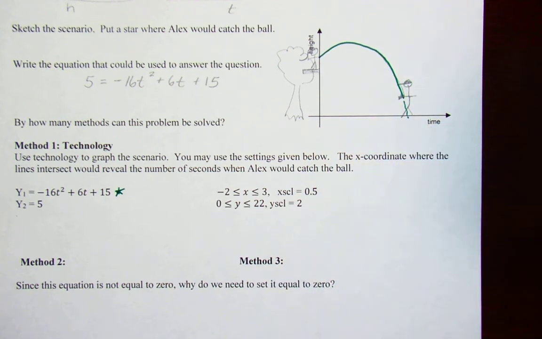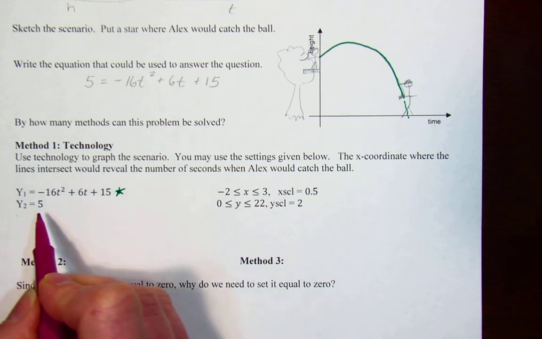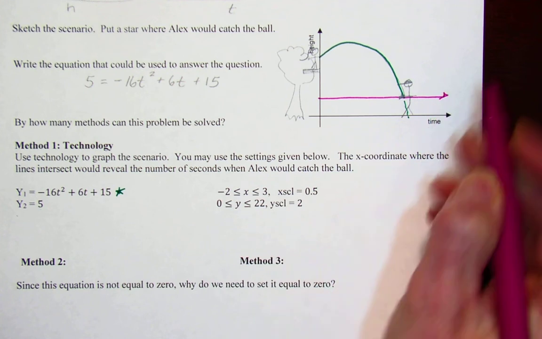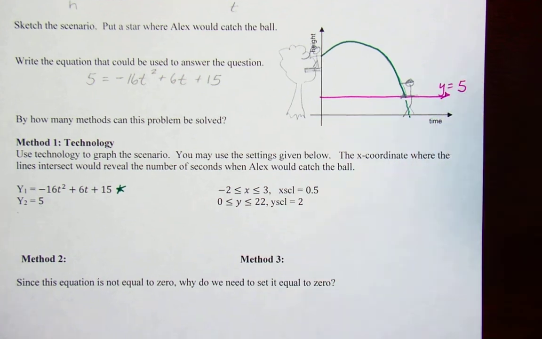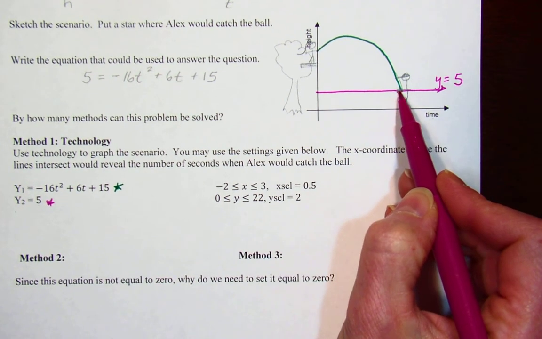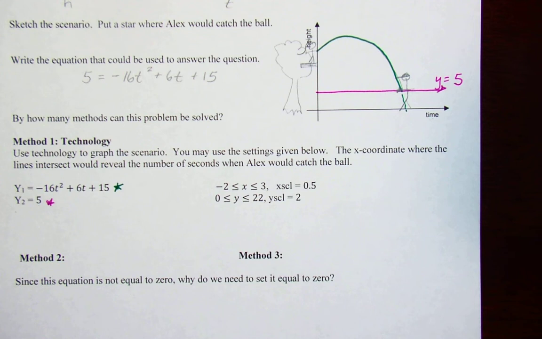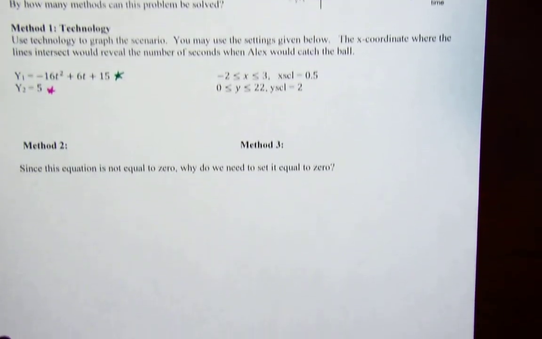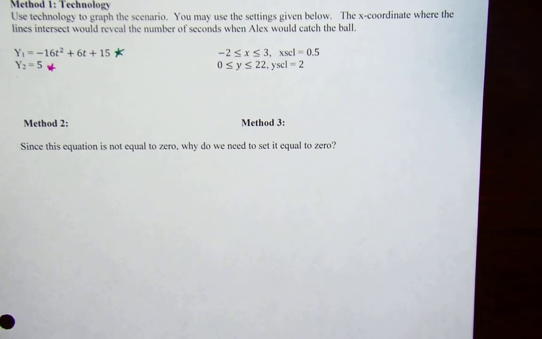And then you could graph the other equation. Because this doesn't have a variable with the 5, this would be a constant equation that would go across like that. That would be y equals 5. And then you could use your graphing calculator or Desmos to find the place where the green and the pink graphs intersect. And the x coordinate where they intersect would reveal the number of seconds when Alex would catch the ball. We're not going to demonstrate this in a calculator right now. You have that available for you if you want to use it. The other two methods are a little bit more important for this lesson. Let's talk about quadratic formula and about factoring.